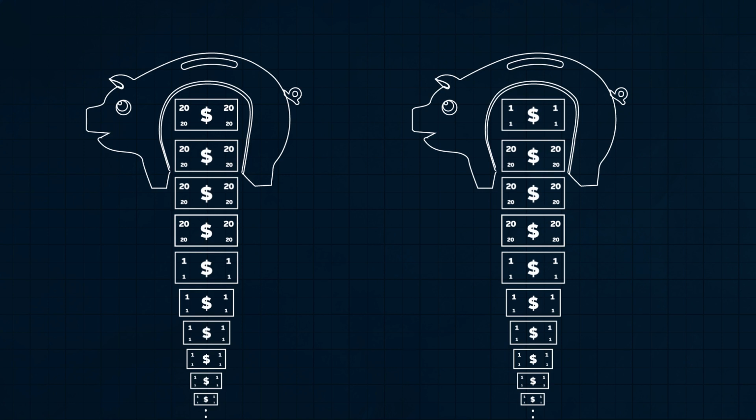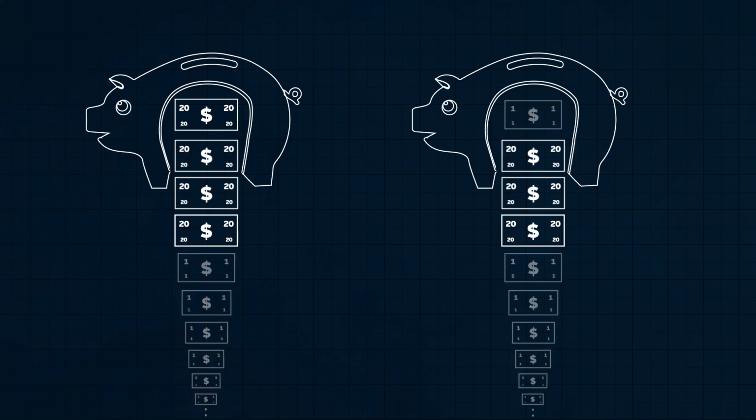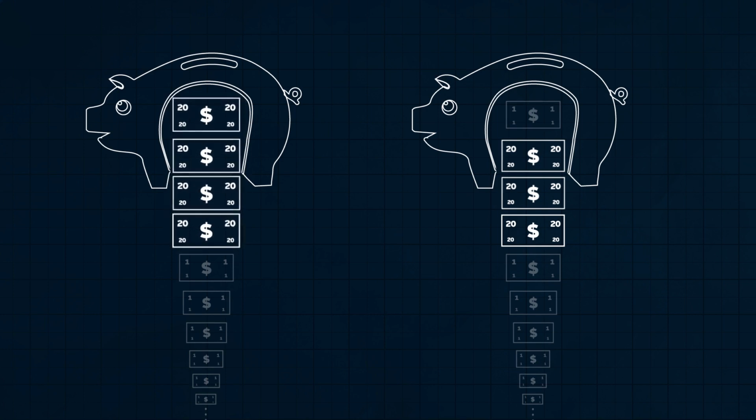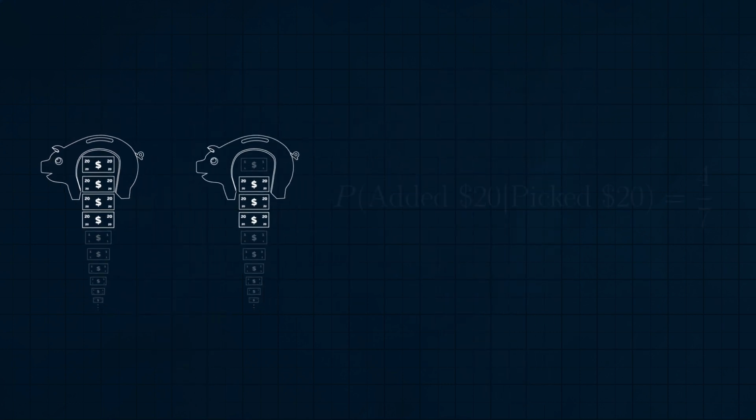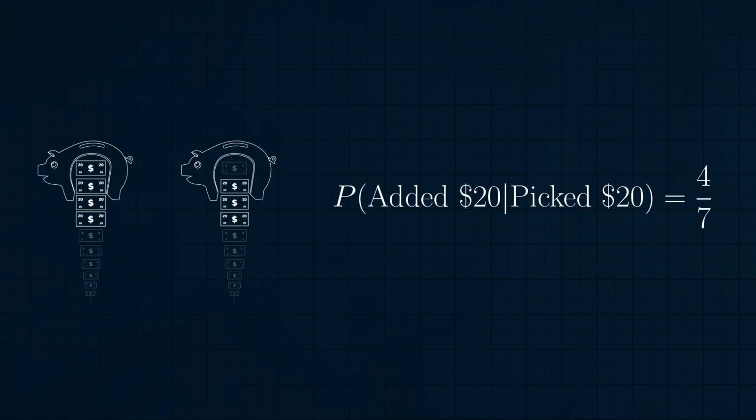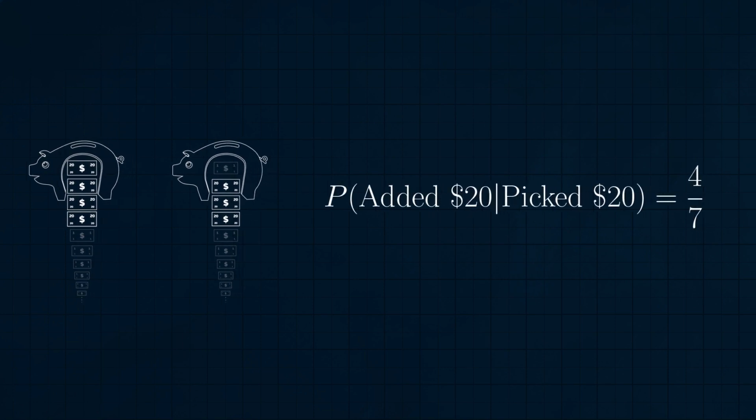Now, conditioning on drawing a $20 bill means we restrict to just the 7 possible 20s to draw from the 2 copies of the piggy bank. 4 of those 7 20s come from the left piggy bank, so of the set of all possible worlds where we picked a 20, 4/7 of them occur when Grandma added a $20 bill to the piggy bank. Therefore, the probability of added 20 given picked 20 equals 4/7.